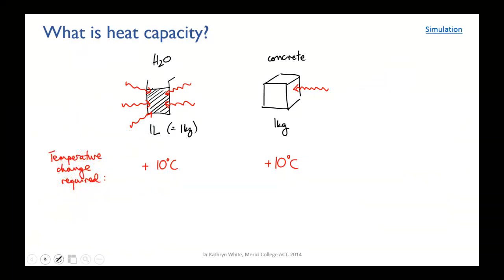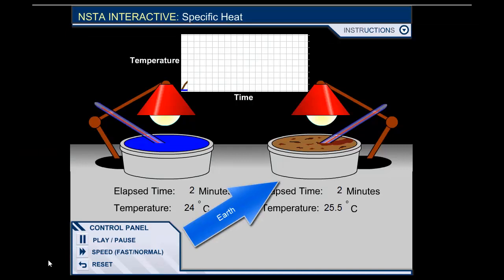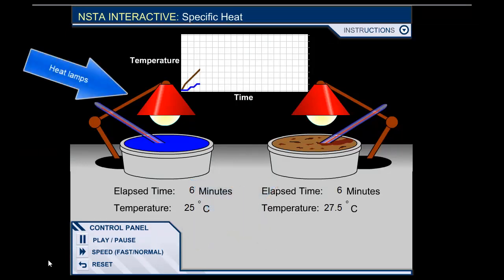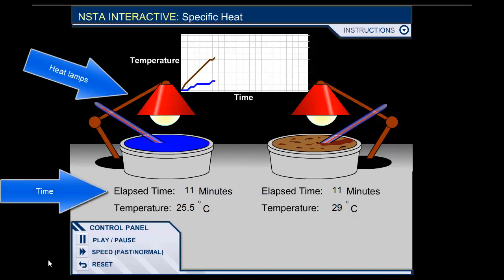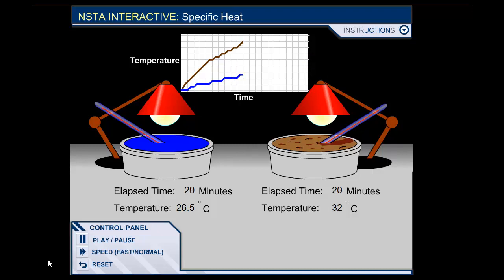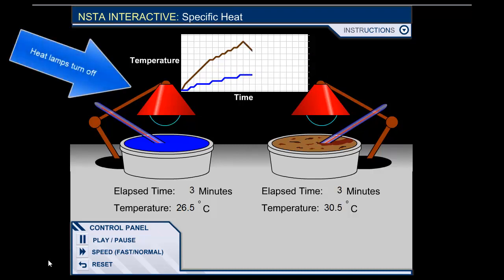For instance, here's a little simulation. It shows a sample of earth and a sample of water with the same mass, both absorbing the same amount of energy from heat lamps. Notice that the temperature of the water rises more slowly. This is because it has a higher heat capacity, and so it takes a lot more heat energy to make its temperature rise. Note too, it's the same for cooling.